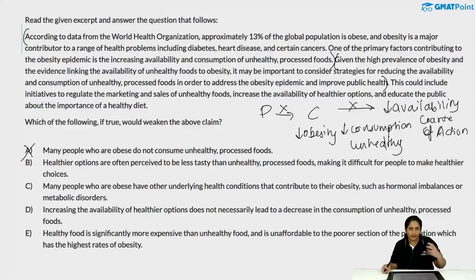So, even if B is true, given the course of action would still have an impact in reducing the obesity pandemic. So, B would also not be enough to weaken the claim because it weakens it only slightly as such.